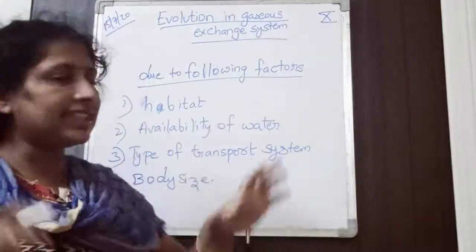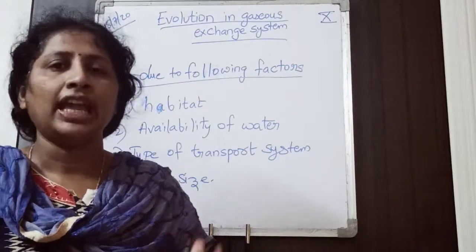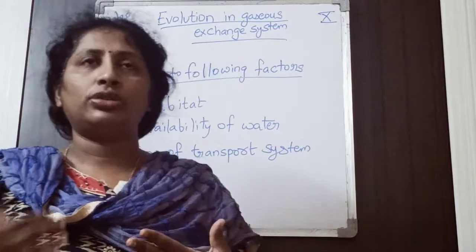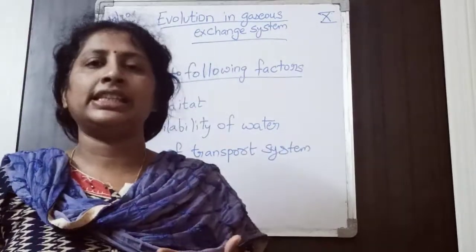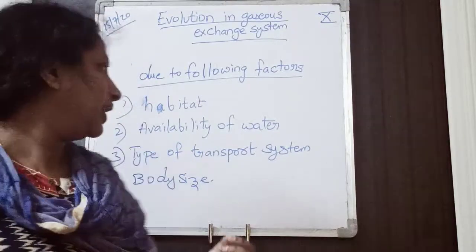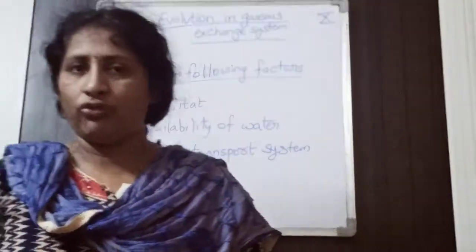So that place is very important. Okay, habitat, where the organism is living. So according to that place, the respiratory organs have developed. Okay. Next, availability of water.